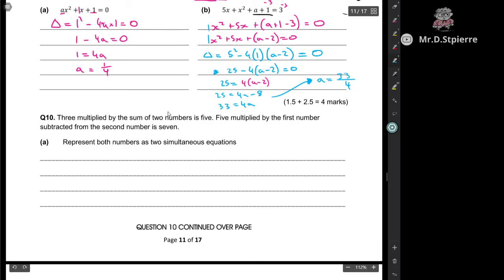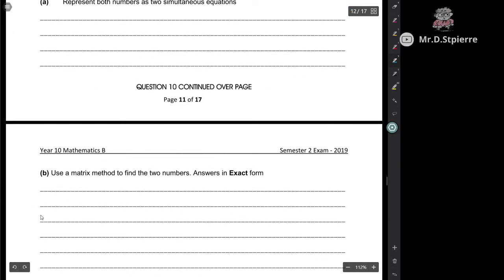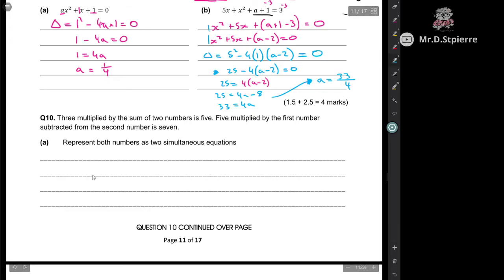So what this is assessing is the ability to make simultaneous equations from a worded problem, which is actually just assumed knowledge. We didn't spend much time teaching this. This is from previous years. And then part B is the new Year 10 Maths B coursework, which is solving two simultaneous equations using matrices. So let's build these simultaneous equations.